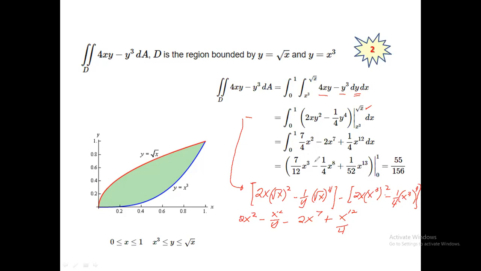It's 2x to the 7th plus 1/4 x. Okay, wait lang. This is correct. In here you have, why did I not get the answer here correctly? This 2 is correct. Minus 2x raised to 7 plus x raised to 12 over 4. For this one, you have 2x square root of x y squared minus, okay, so this is the error. I placed y, it should be 4.